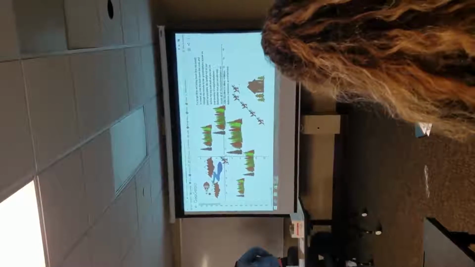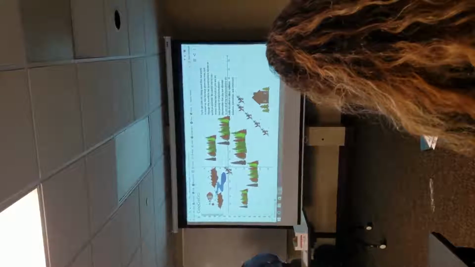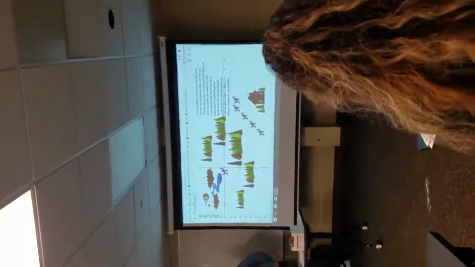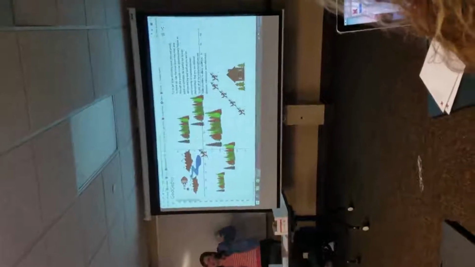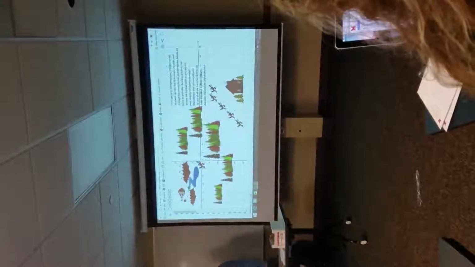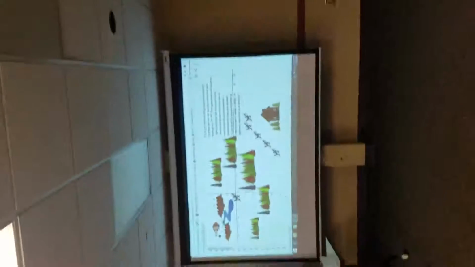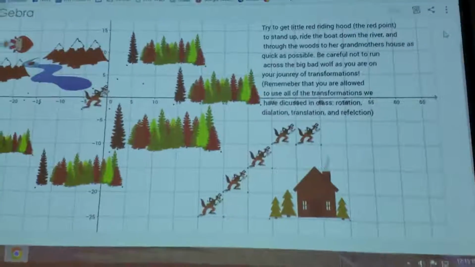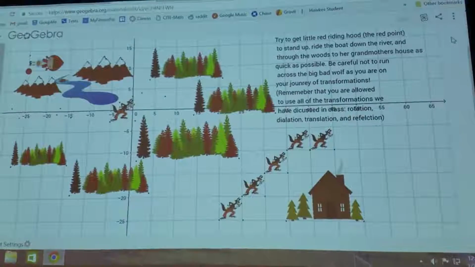So we're going to have you all be in groups of 2 to 3 and work on this together. Just some general things to note: you can't transform over a mountain. The directions are right here, you guys can read it. It says try to get Little Red Riding Hood, looking at the red point, to stand up, ride the boat down the river, and go through the woods to your grandmother's house as quick as possible. Be careful not to run across the big bad wolf as you are on your journey of transformations.